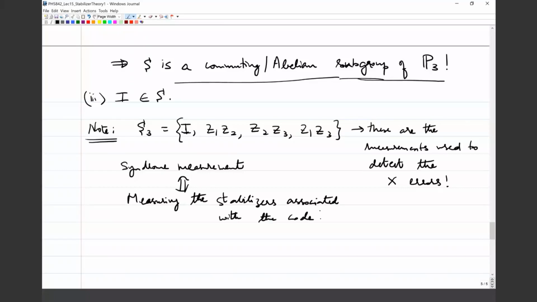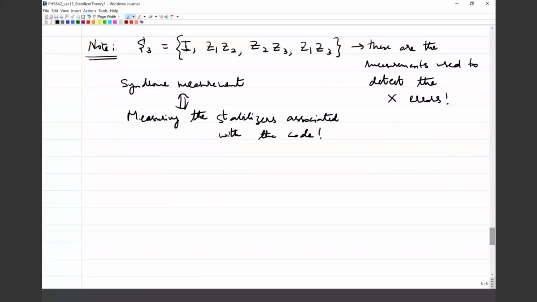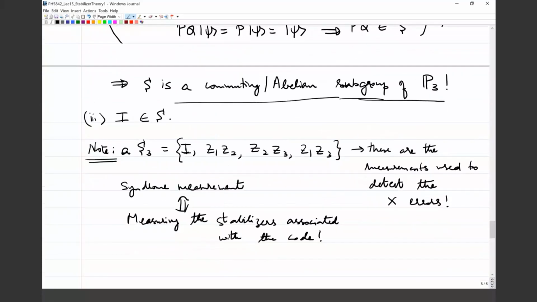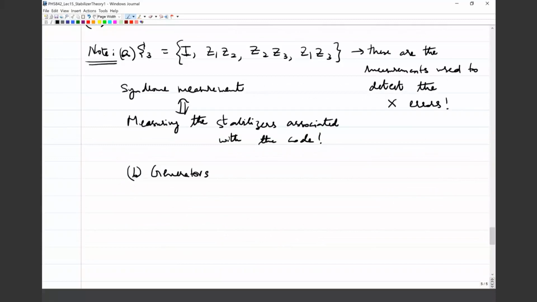Okay. Also note, so this is note 1. Also note that I don't need to list out all the operators. I can simply talk about the generators of S3. I hope all of you are familiar with a little bit of group theory, at least, where you know what generators are. What are generators of a group? They are elements from which you can generate the entire group via multiplication. And what are these generators? Any two of them, right? Z1 Z2, Z2 Z3.